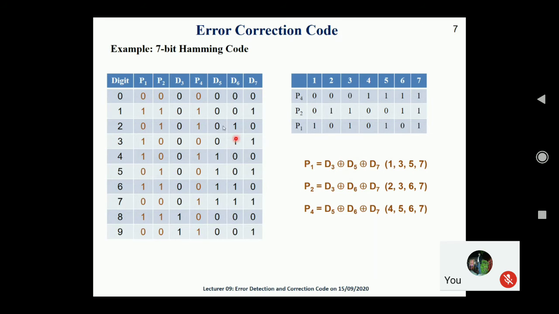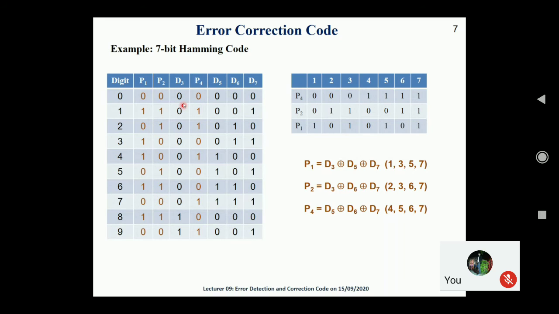Okay, next what happened? P2: D3, D6, D7. You can consider any one P2. Suppose I am considering this one. What is D3? D3 value is 0. D6 value is 1, and D7 is 0. So 0 modulo 1 modulo 0 means what? It is 1. So here P2 is 1. Same thing, if we are using the digit number 7, that time how can we compute P2? D3 is 0, D6 is 1, and D7 is 1. 1 modulo 1 means 0, and 0 modulo 0 means 0. So here P2 equal to 0.